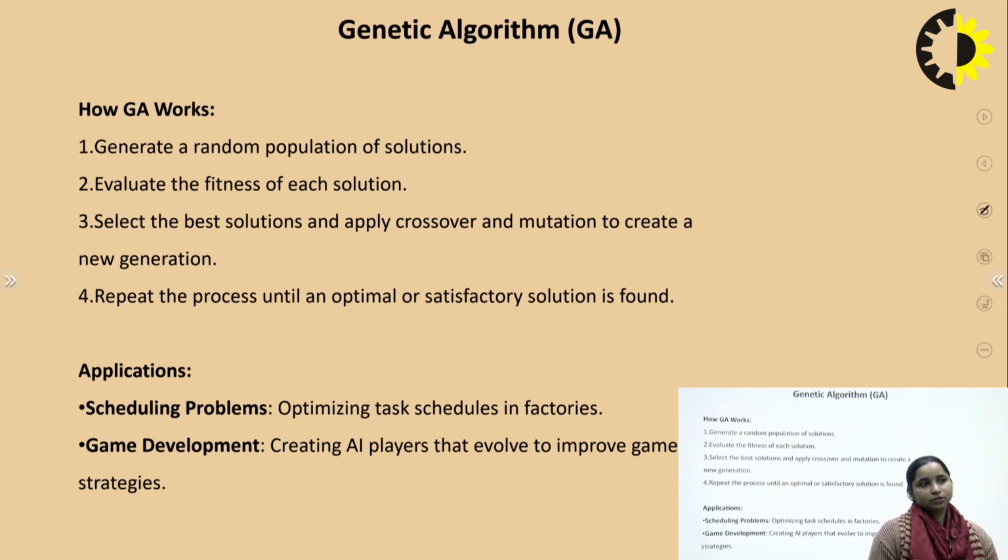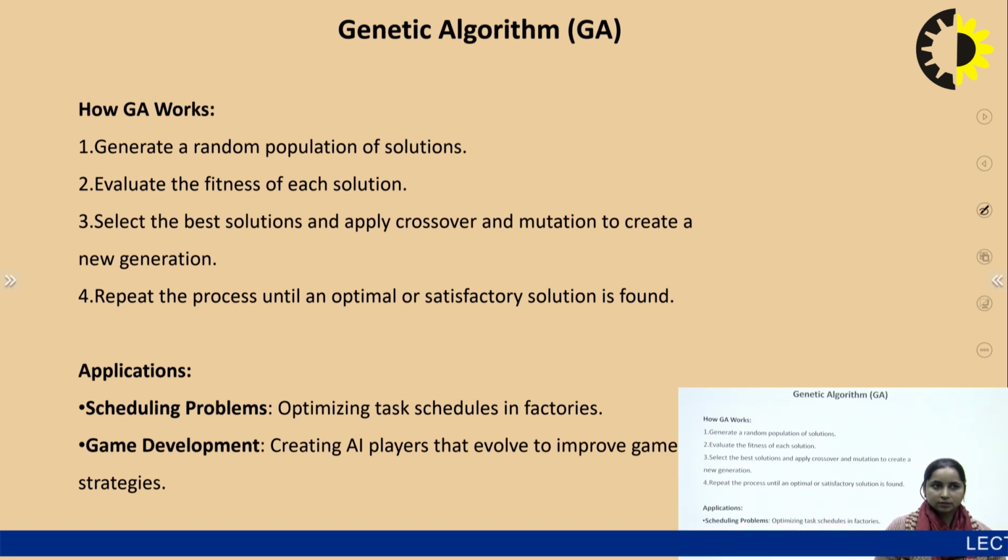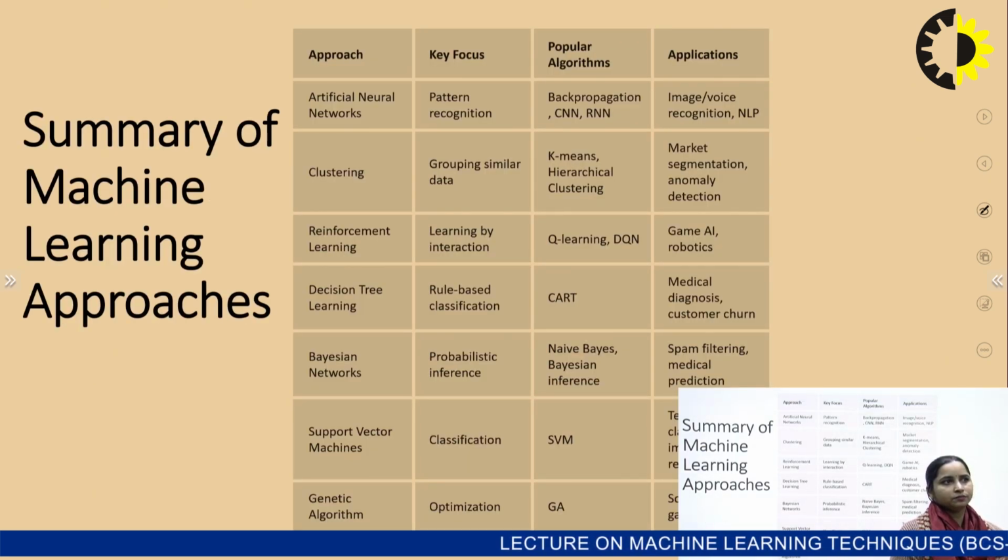So the applications of genetic algorithm are scheduling problems like optimization tasks, schedules in factories, then game development, creating AI players that evolve to improve the gaming strategies. So in game development and scheduling problems, we can use genetic algorithm.